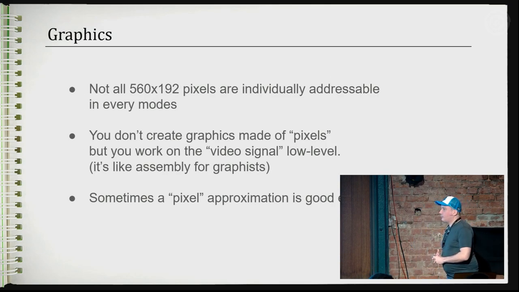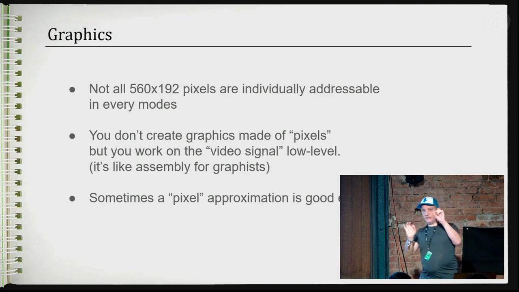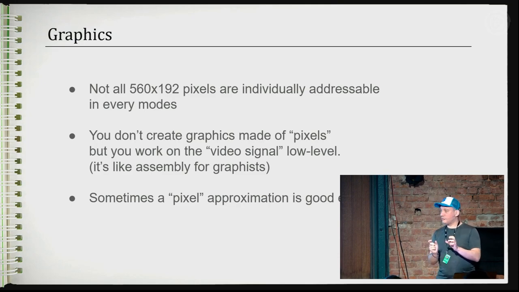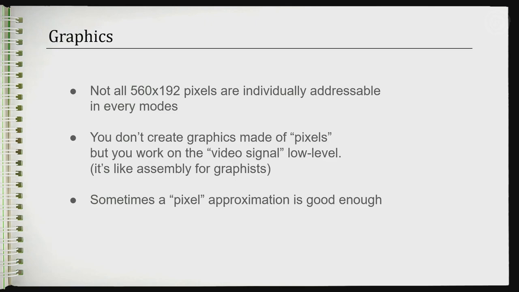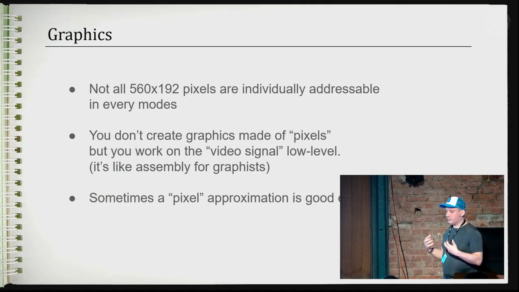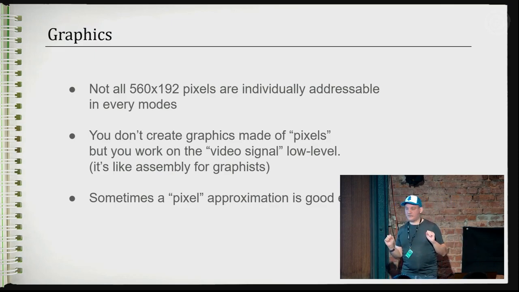Also, not all pixels: you cannot change every pixel individually. In all modes, the only mode that allows that is double high res. In all the other modes you have degraded resolution. For example, in AGR, you will address 2 pixels by 2 pixels. What we call 1 pixel in AGR is actually 2 dots. So somehow, you don't create graphics made of pixels, but you create a video signal. So, like I said, it's like assembly for graphists.